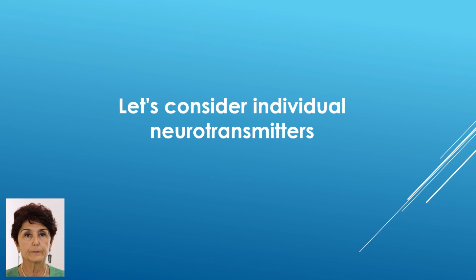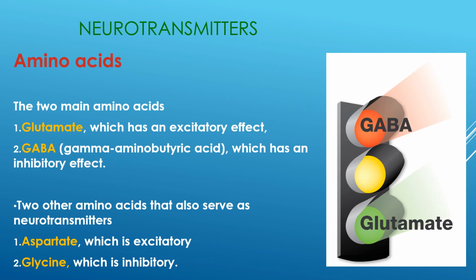Let's consider individual neurotransmitters. Amino acids. The two main amino acids: glutamate, which has an excitatory effect, and GABA, gamma-aminobutyric acid, which has an inhibitory effect. Two other amino acids that also serve as neurotransmitters: aspartate, which is excitatory, and glycine, which is inhibitory.